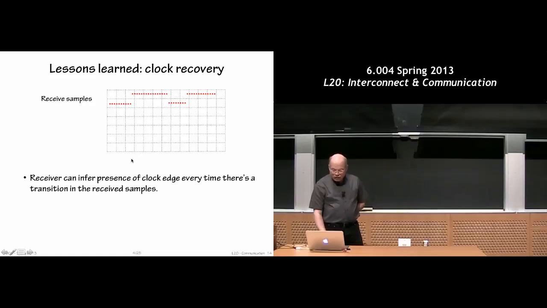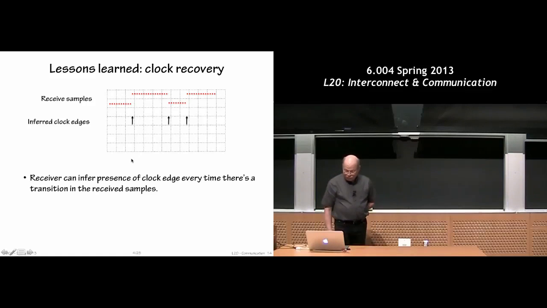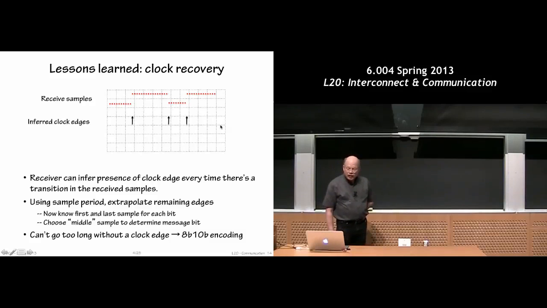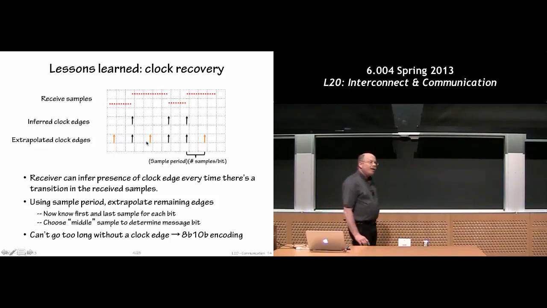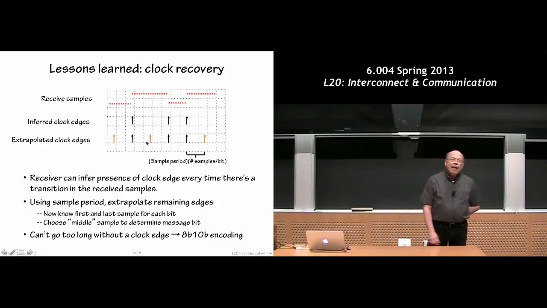So this is a slide from 6.02, which I remember drawing. The idea is that every time there's a transition, that tells you where some of the clock edges were, because the transmitter was using its own clock to figure out when to change values, 0, 1, 1, 0, and so forth. So you can infer where some of the clocks were every time there's a transition. And then knowing something about the nominal clock period, you could infer when all the other clock edges happened.